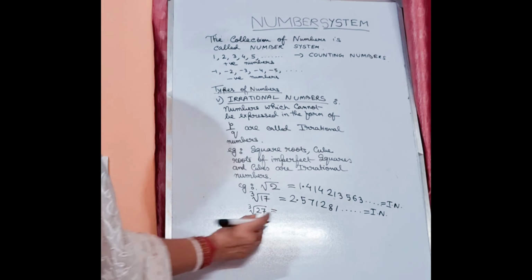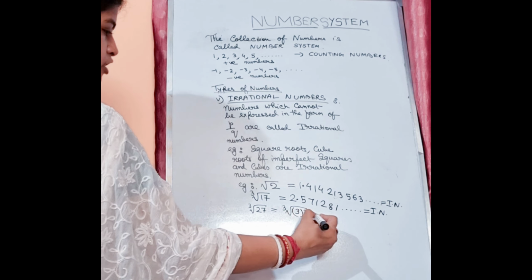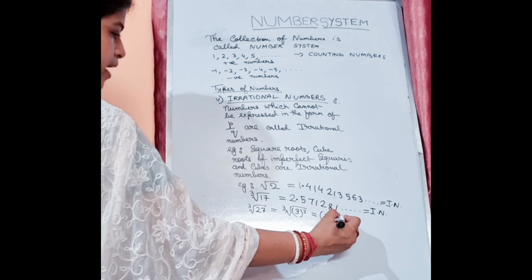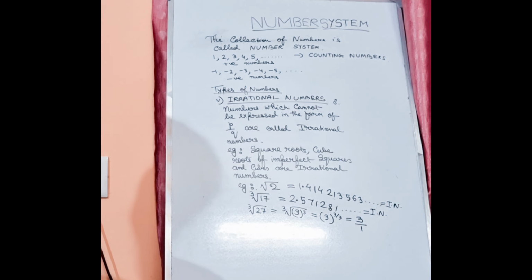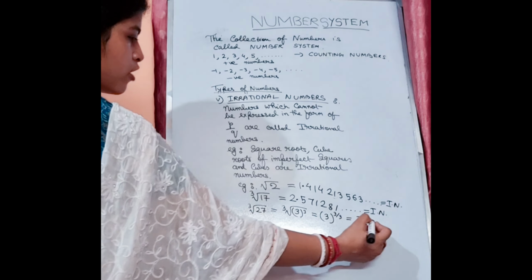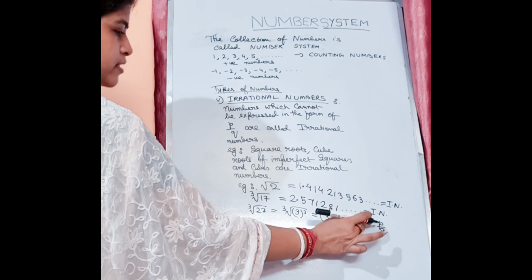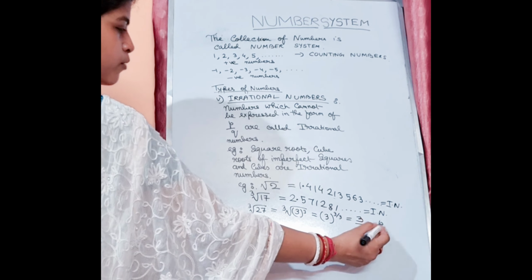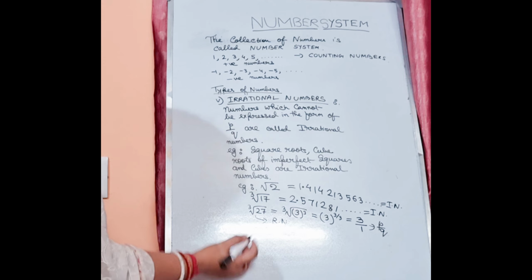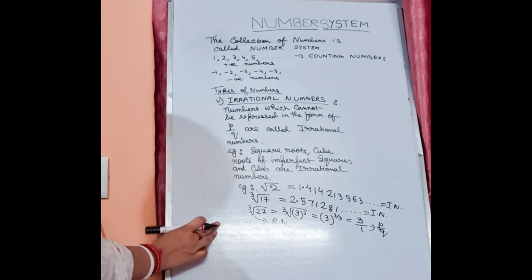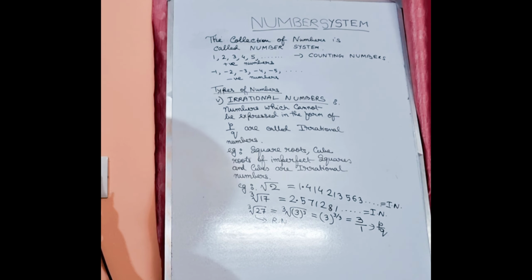But if I have the cube root of 27, we know that 27 is actually 3 cube, which can be written as 3 to the power 3 by 3, that is equal to 3. Now 3 can be expressed in the form of 3 by 1, which is in the form of p by q. Hence this can be termed as a rational number. But these two numbers are always irrational numbers. Hope the concept of rational and irrational numbers is clear to you.